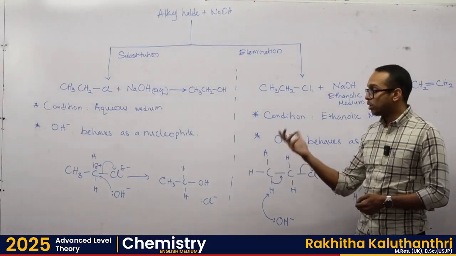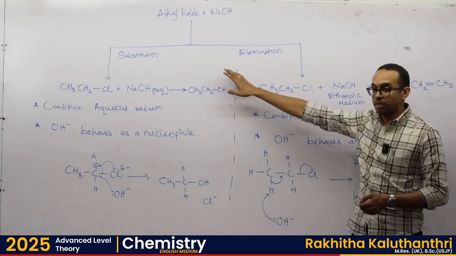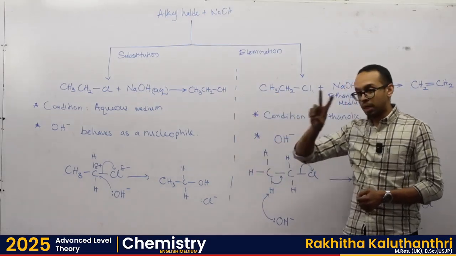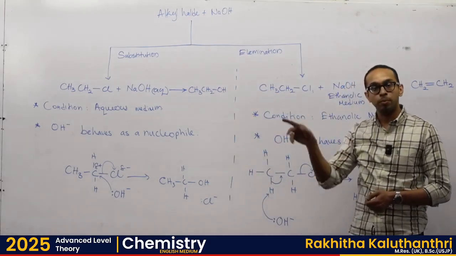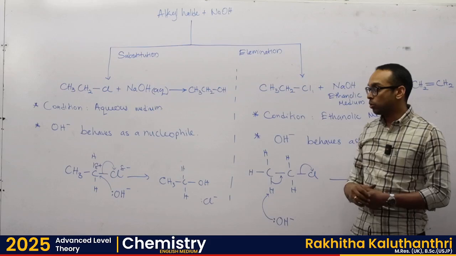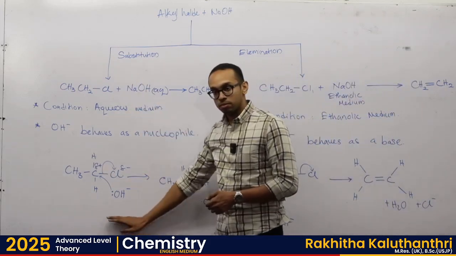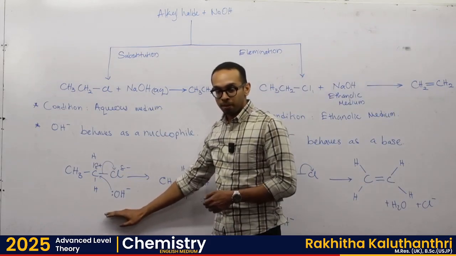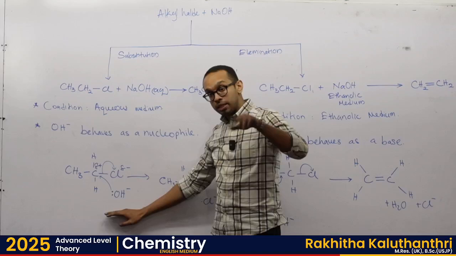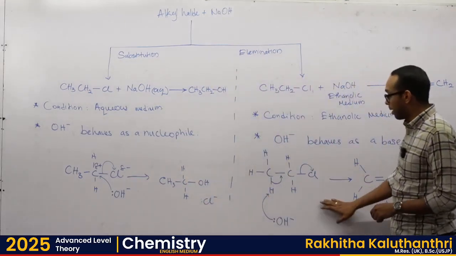When it comes to substitution reactions of alkyl halide reacting with sodium hydroxide, there are two types of reactions. One is referred to as a one-step reaction mechanism. The other one is called a two-step reaction mechanism. So one-step and two-step mechanisms come under this, only this one. That will be discussed next week, right? So this part ends here.